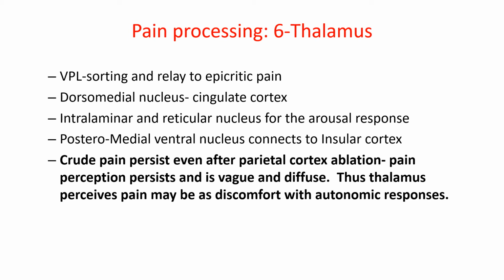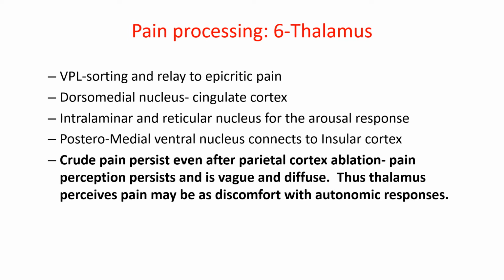In the thalamus, some of the fibers go to the dorsomedial nucleus. Because of the intrathalamic projections, they will reach the cingulate cortex. The intralaminar and reticular nucleus, as already mentioned, carry the information to all the cortical areas for arousal response. The posterior medial ventral nuclear relay connects to the insular cortex.